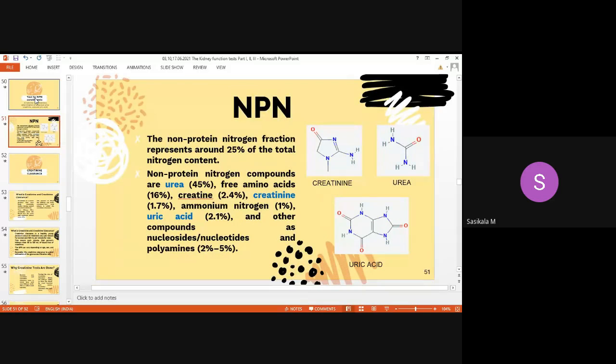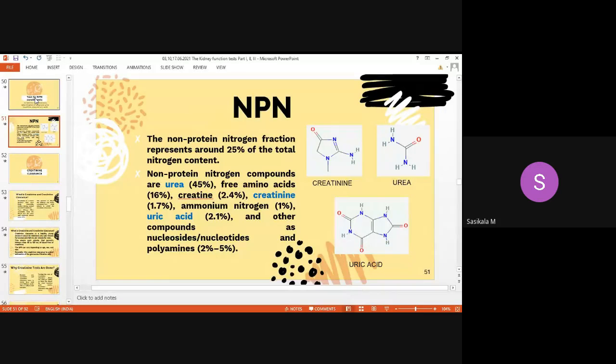And let's see what is NPN. It is the non-protein nitrogen fraction, and it represents around 25% of the total nitrogen content in the body. The non-protein nitrogen compounds include urea, which comprises 45% among non-protein nitrogen compounds. So urea makes up the major amount of NPN constituents.